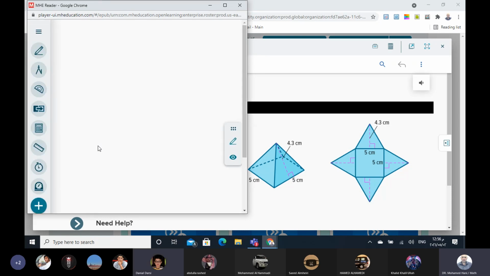68 centimeter square. Okay, thank you, Daniel. Who has a different answer? Same as Daniel. The same? So my answer is the same. The same. Okay, thank you, Khalid. Who has a different answer?